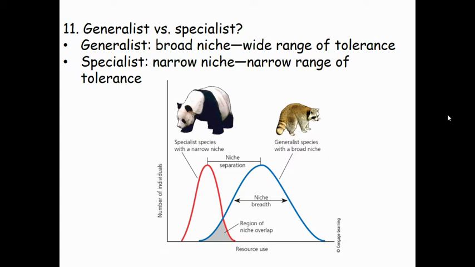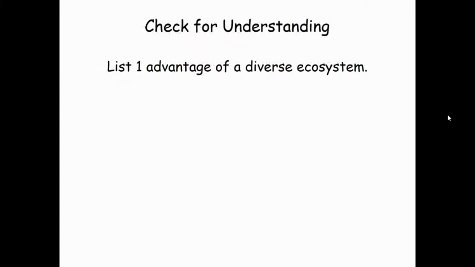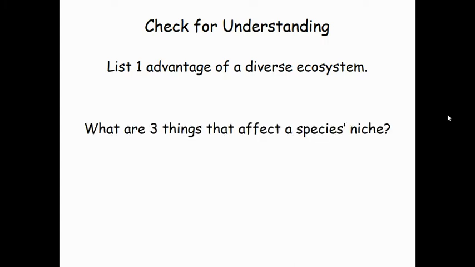Moving ahead in 5, 4, 3, 2, 1. One advantage of having diverse ecosystems. Take a look back at number 9. Yeah, so more consumers, there's more plant biomass. And if you have diverse ecosystems, you're likely to have more organisms that could adapt to changing ecosystems.